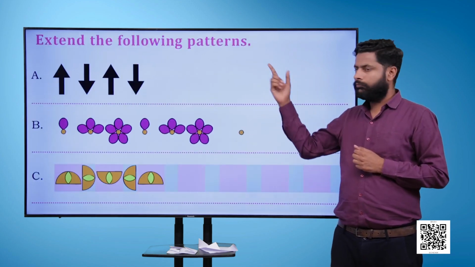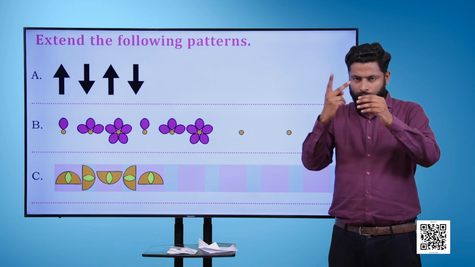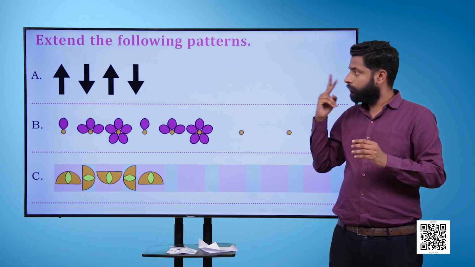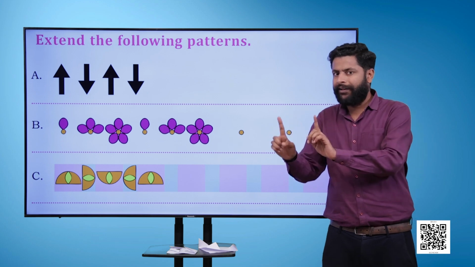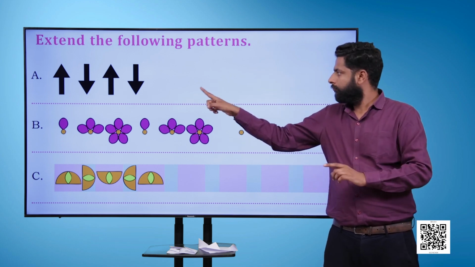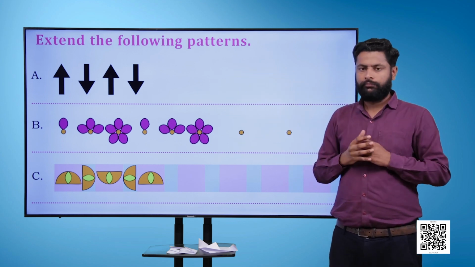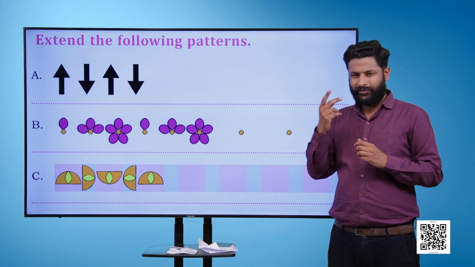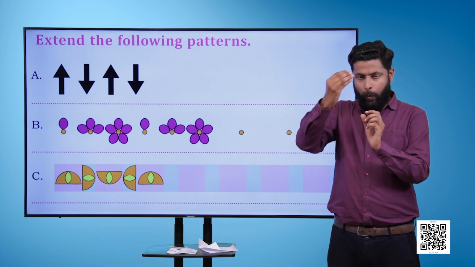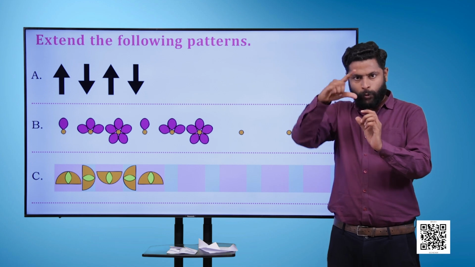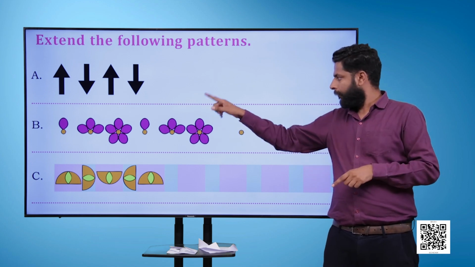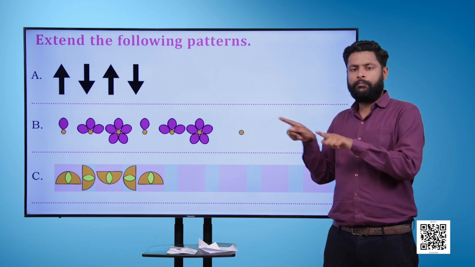Extend the following patterns. A. Here we can see an arrow pointing upwards. It is followed by an arrow pointing downwards, and the same pattern continues. B. B starts with 1 petal, and then 3 petals, and then 5 petals, that is a flower, and the pattern is repeated once again.